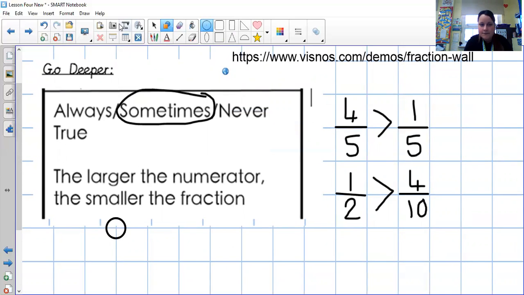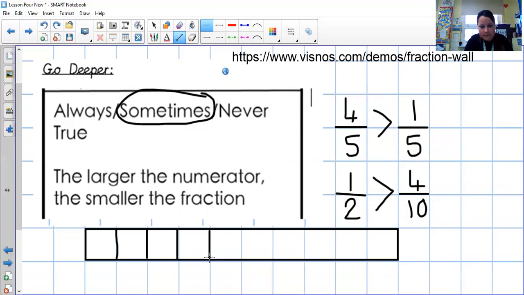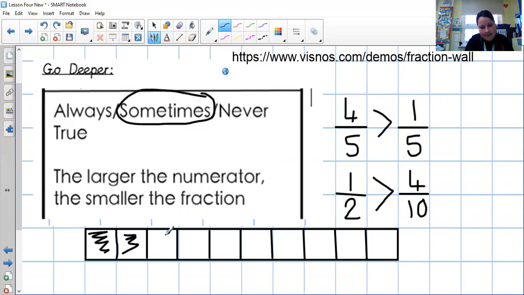So if I've got, I keep doing a circle, don't I? Silly Mrs. Barnes, let's go back, okay. So I'm going to split my whole into 10 equal parts. Let's use this one instead. 1, 2, 3 equal parts, 4 equal parts, 5 equal parts, 6 equal parts, 7 equal parts, 8 equal parts, 9 equal parts, and 10 equal parts. And in 4/10, I am interested in 4 out of those 10 equal parts.